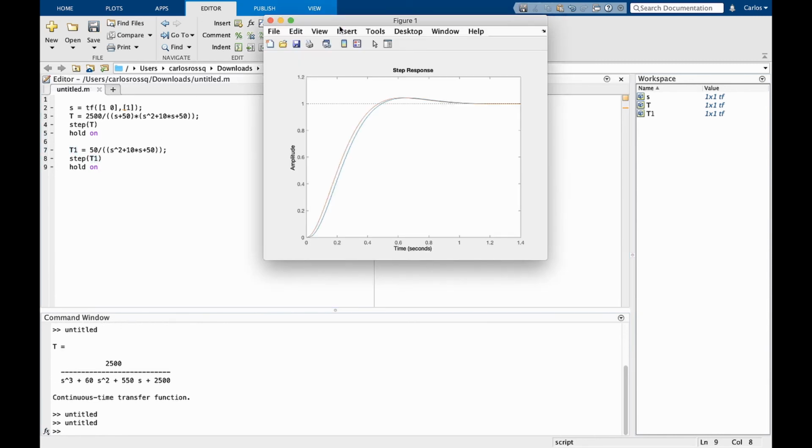And here we see both responses, that of T and T1, the original transfer function and the simplified transfer function. And you can see that despite the fact that the transient is a bit different, these functions are very close to each other. And you can only do that because the real part of the non-dominant pole is much greater than the real part of the dominant poles. So this is a fair approximation of the original third order transfer function.